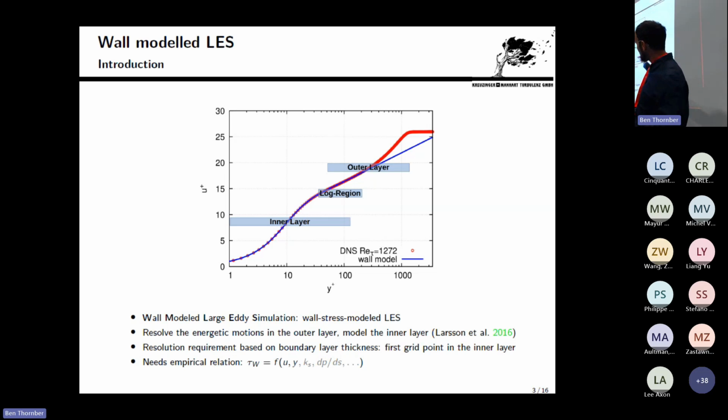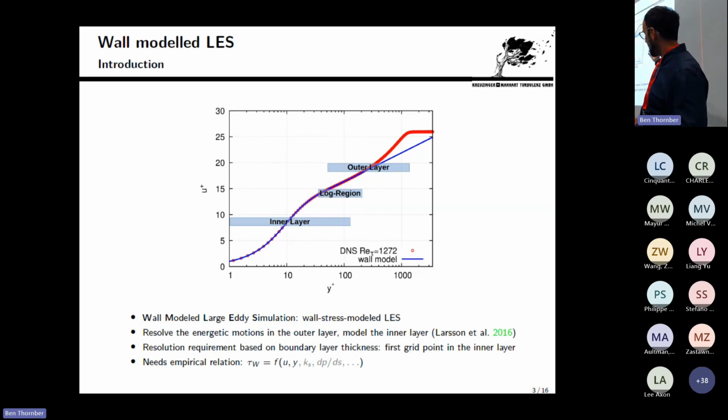Everyone knows this: the logarithmic law of the wall normalized in inner coordinates, with DNS data also plotted there. Usually one can subdivide this into several regions. One is the inner layer, going up to maybe y plus 120, so let's say 1/5 of the total thickness of the boundary layer. Then there is an outer layer, where you have the dominant turbulent fluctuations in the boundary layer, and in between you have the logarithmic region. And this is a boundary layer in equilibrium.